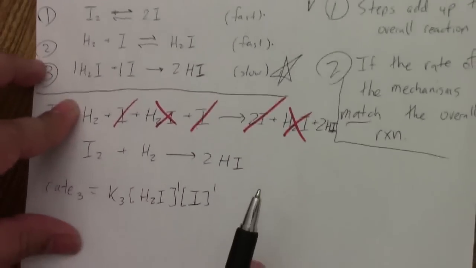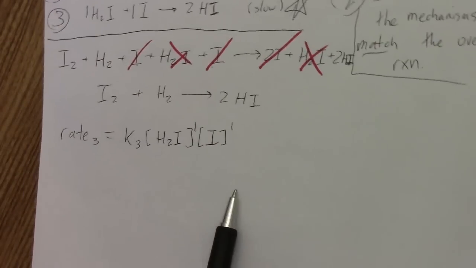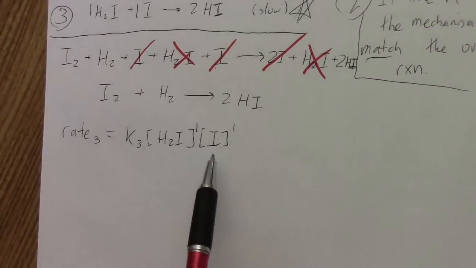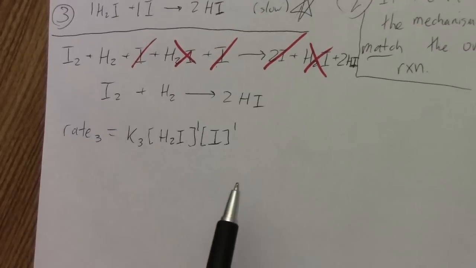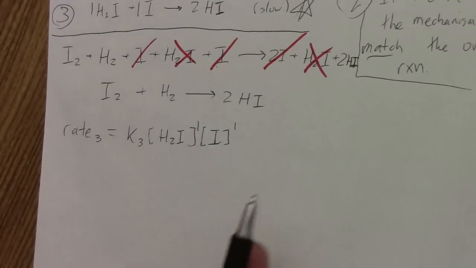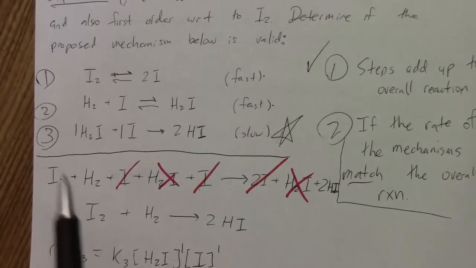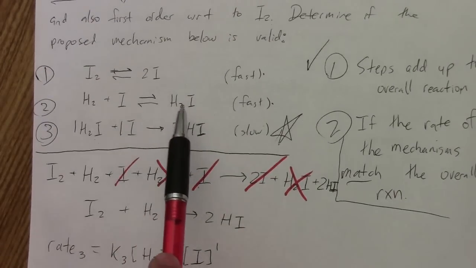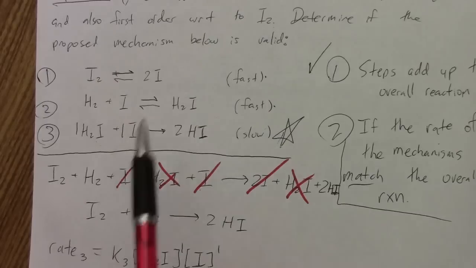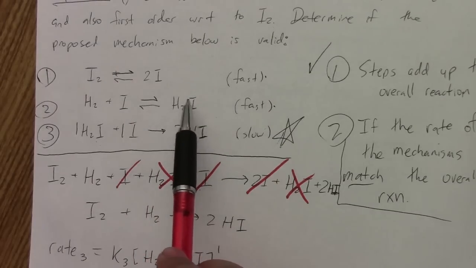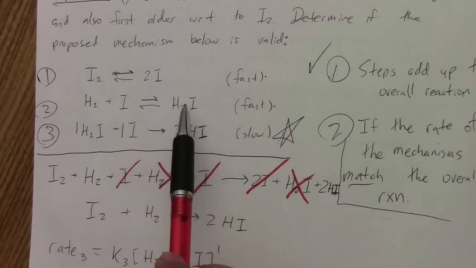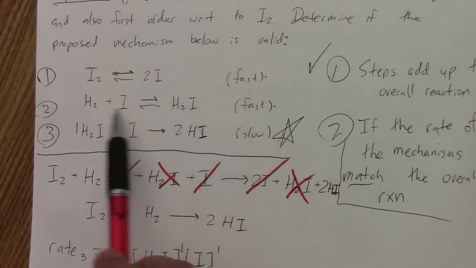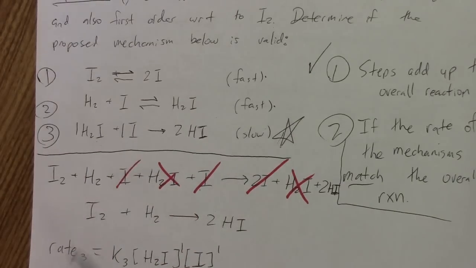So let's dive into this. We need to substitute H2I and I. Let's start with H2I. Where do we see H2I in our steps? Well, we see it in a couple places. We got it from here, but it's also over here, and it's in the form of this reversible reaction. So let's walk through this a little bit and see what we can find. We're going to go to reaction 2 and write some rate laws for it.